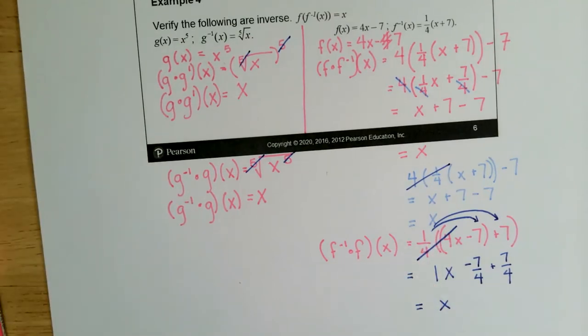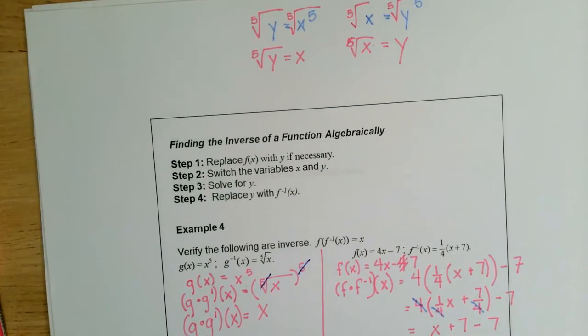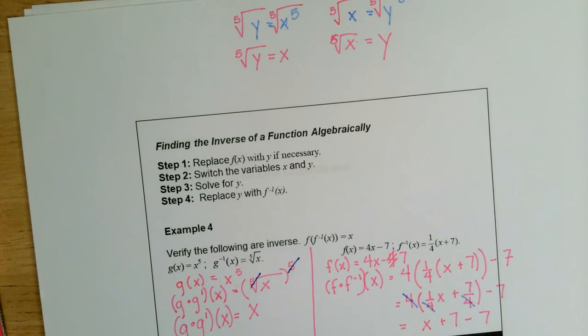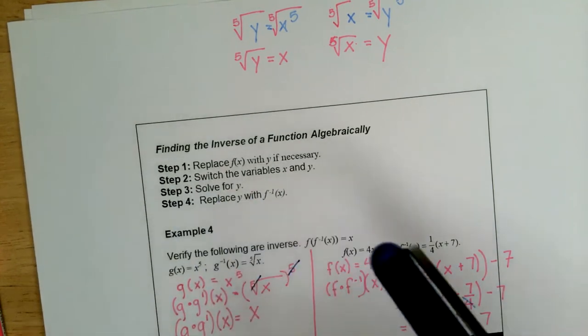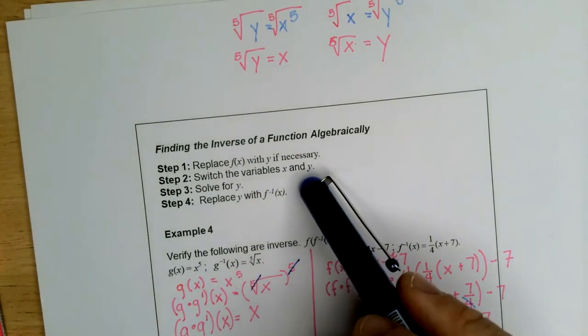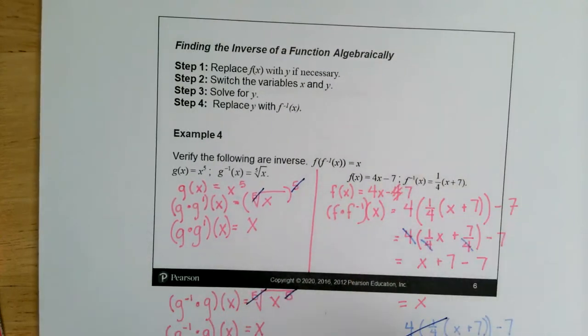I know how to prove two functions are inverse, but how do I find the inverse function of f of x? Here are the steps. Step 1, replace f of x with y if necessary. Why? To find the inverse, we have to switch the x and the y values, right? I can't do this if I have no y values. So f of x and y, they're the same thing. F of x just means it's a function. So I need to put in y so that I can switch them.